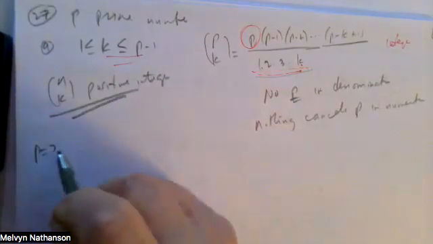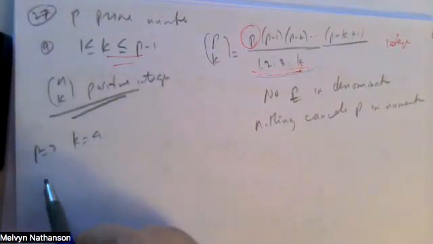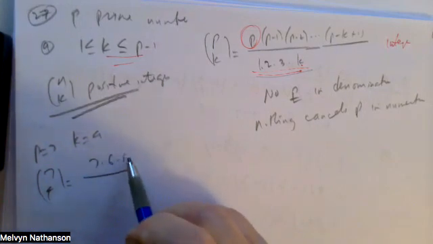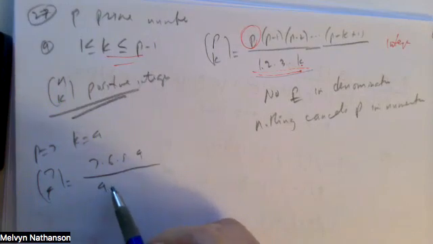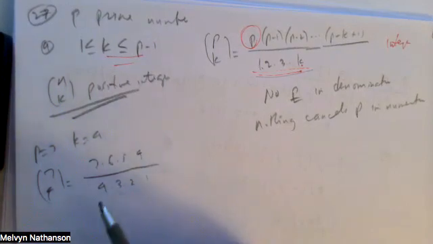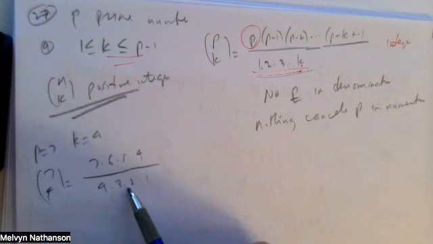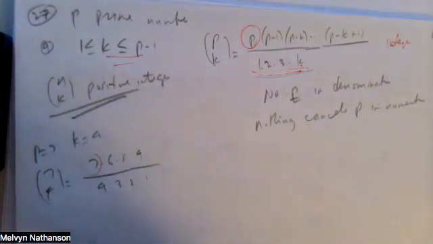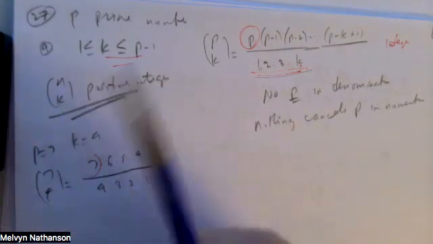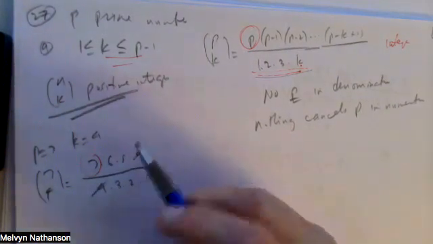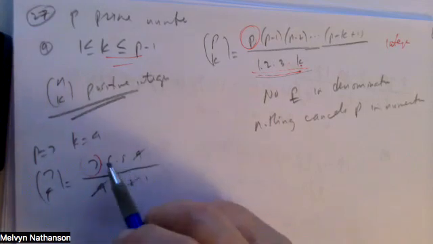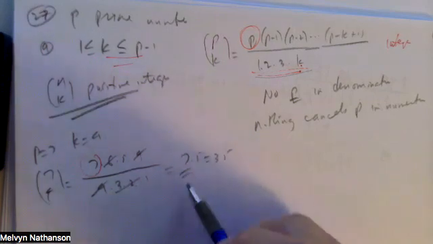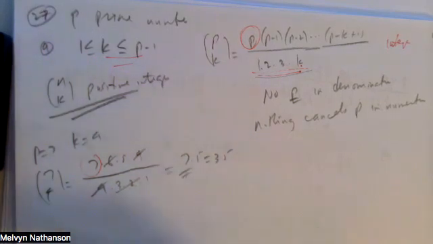Suppose I take P equals 7, K equals 4. So 7 choose 4. I have 7, 6, 5, 4, and in the denominator, 4, 3, 2, 1. Now everything that's in the denominator gets canceled, but there's no 7 in the denominator. There's nothing to cancel the 7. So 4 cancels 4, and 3 times 2 is 6, which cancels the 6. This is 7 times 5, or 35, but this is divisible by 7.